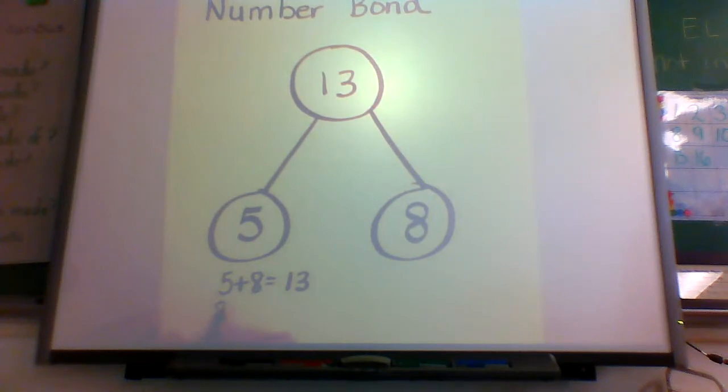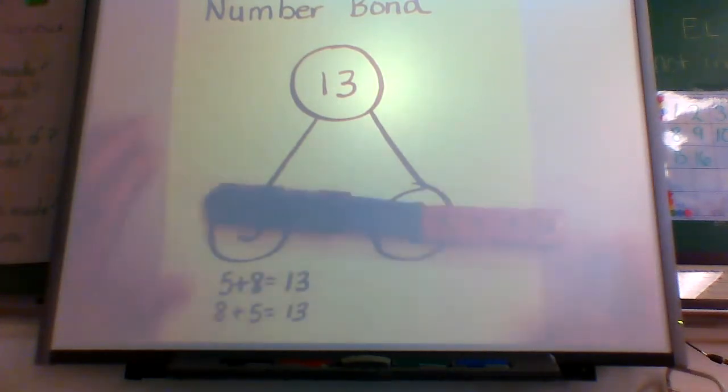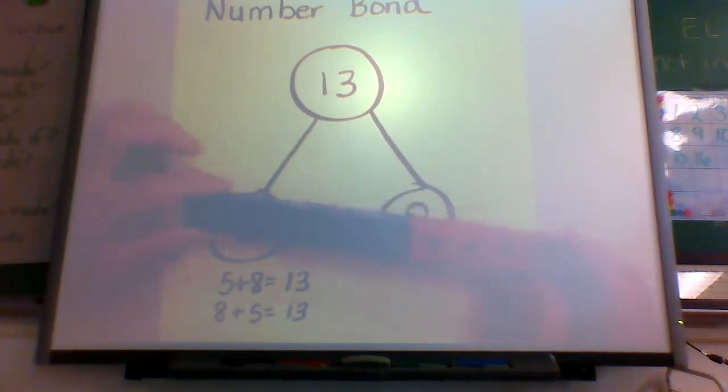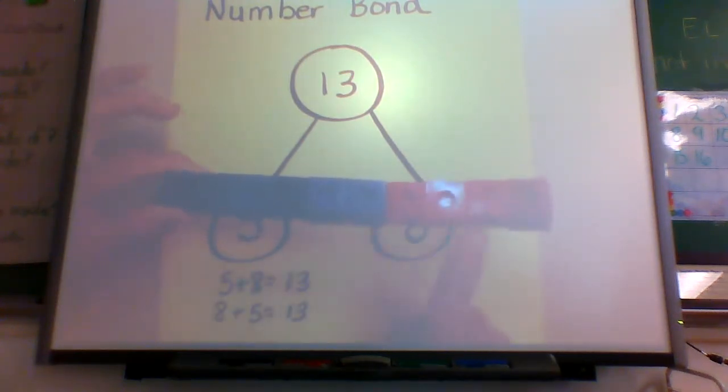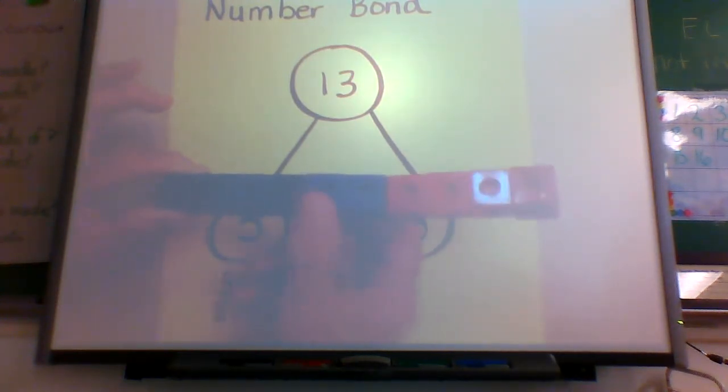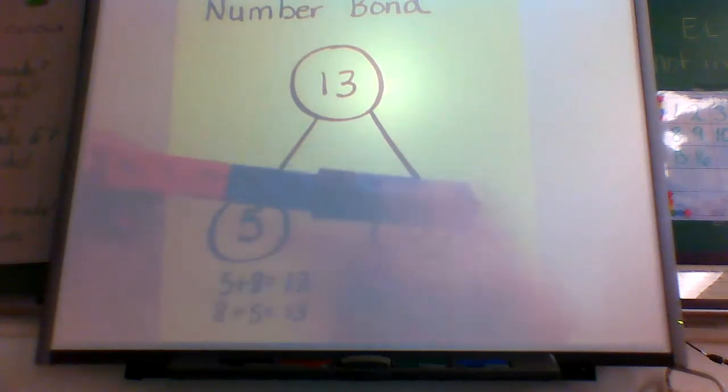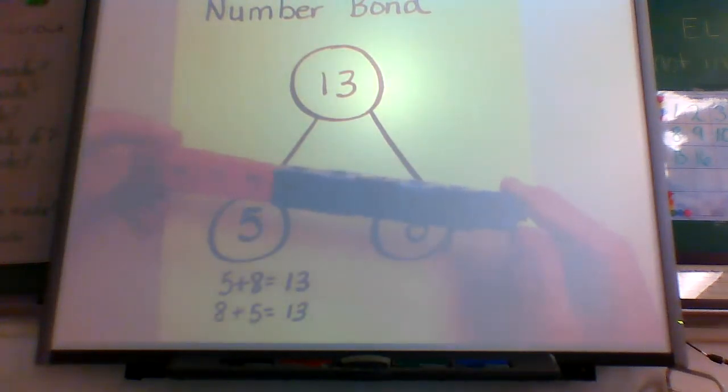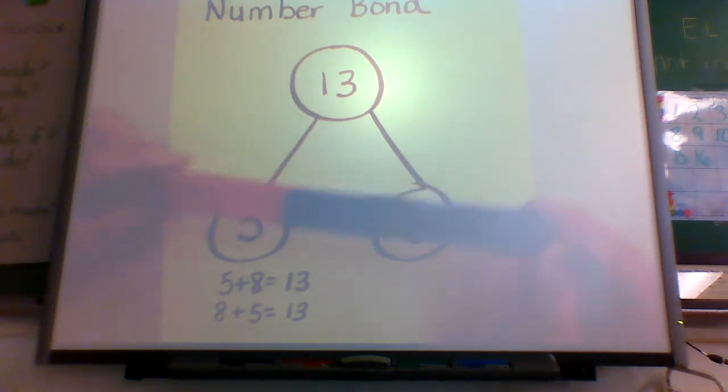We modeled this with interlocking cubes the other day, and I demonstrated that for this example, it is 6 plus 4. I have 6 blue interlocking cubes plus 4 red. And if I turn them around completely, I didn't add any more interlocking cubes and I didn't take any away, so I still will have the same answer.